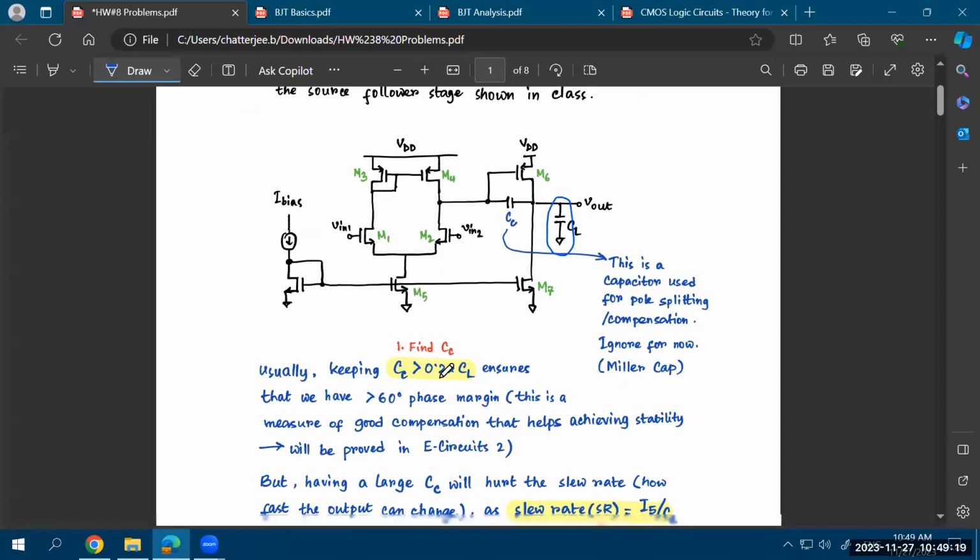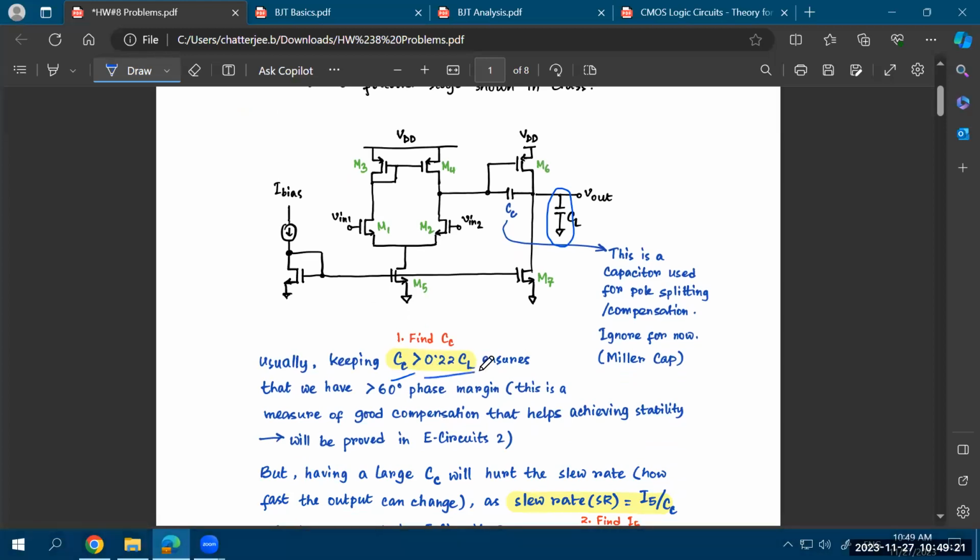Because depending on the load capacitance, you'll select your Miller compensation capacitance that needs to be at least 0.22 times your load cap. So if your load cap is 1 picofarad, you need to be at least 0.22 picofarad. So you might choose a value of the compensation capacitance to be 0.5 picofarads or 1 picofarad, which will be more than 0.22 times your CL. And that will ensure that you have more than 60-degree phase margin, which again is related to your stability.